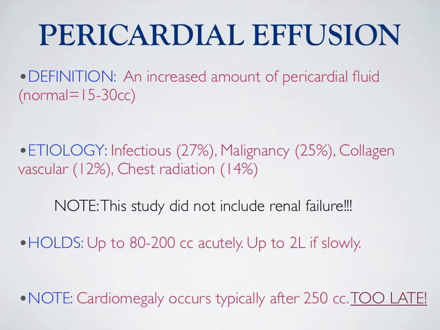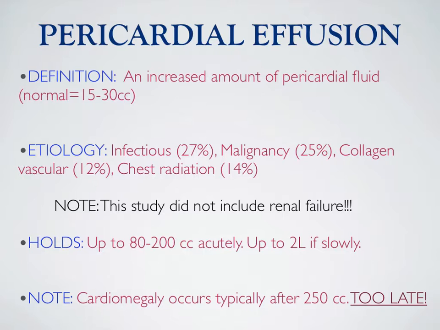Pericardial effusion is actually normal if it's a normal size. So the typical pericardial effusion in a normal heart is somewhere between 1 and 2 tablespoons, 15 and 30 cc's. The etiology is somewhat varied, where most literature will cite infectious, malignancy, collagen vascular, chest radiation, and so forth.